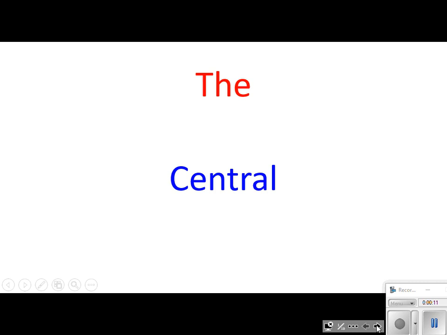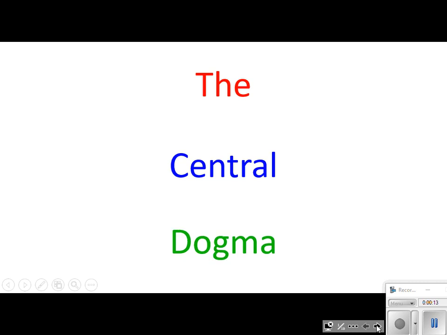All right, we're going to talk today about this thing that we call the central dogma. Okay, so our objective is to be able to tell me what the central dogma is, number one. The second thing is you need to be able to perform the different parts of the central dogma.